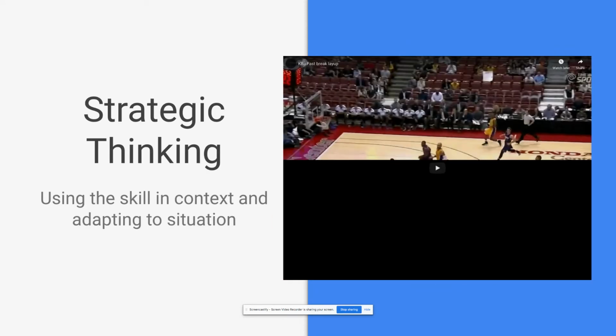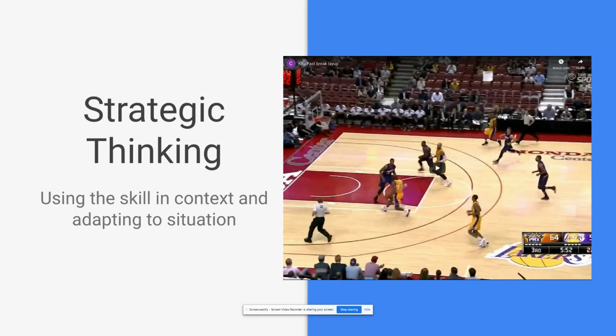Now, as we move up to strategic thinking, we get into a much higher level of understanding of the game. It's not just going down the court and applying the skill of a layup. It is now understanding the situation that you're in and being able to adapt to that situation. So in this case, when we look at the video, it's not just the layup. There are more people, there are more circumstances, it's more complex.